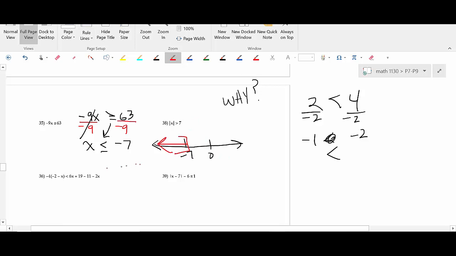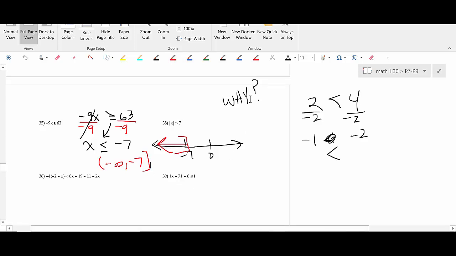Interval notation on this one is going to be forever to the left is negative infinity, comma, negative 7 with a bracket. And one thing I see students do a lot is put a bracket on infinity. You never put a bracket on infinity. Negative 7 is a solution, whereas if I had a parenthesis there, negative 7 would not be a solution. A bracket includes, parenthesis excludes. So don't ever put a bracket on the infinity, okay?